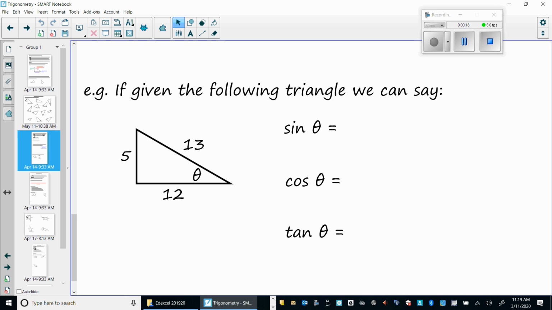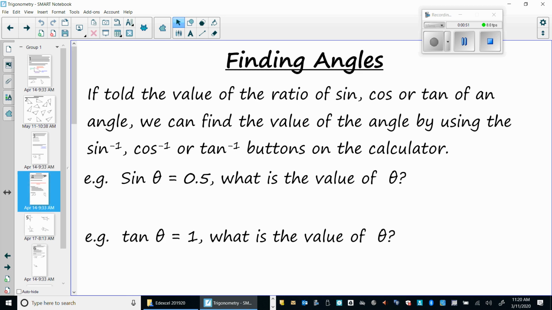Do you remember here? We were able to write three statements. Remember, SOH CAH TOA. We had sine was equal to 5 over 13, cos was 12 over 13, and tan was 5 over 12. Remember that? And then what we did was we used those inverse buttons. So we did sine to the -1 of that value, cos to the -1, and tan to the -1. And we got the same value for each of them. So what that shows us is that if we have a statement of the value of sine, cos, or tan, we can actually work out the value of the angle by using those inverse buttons.